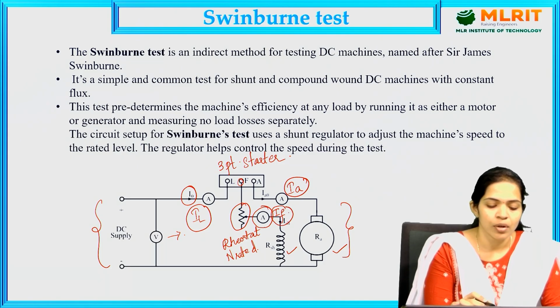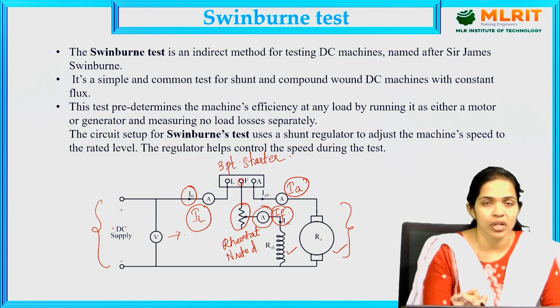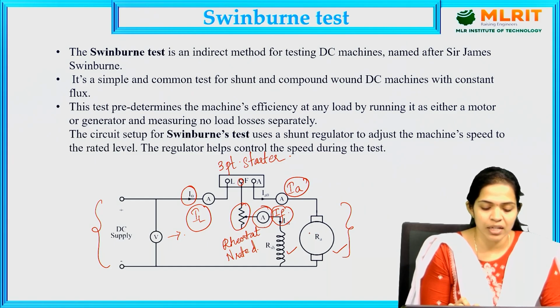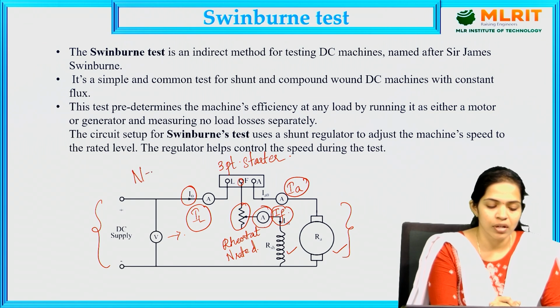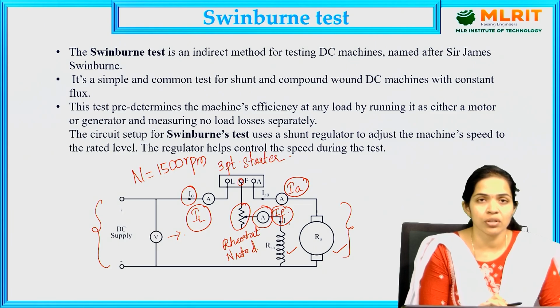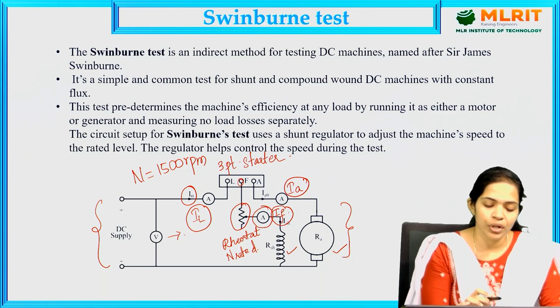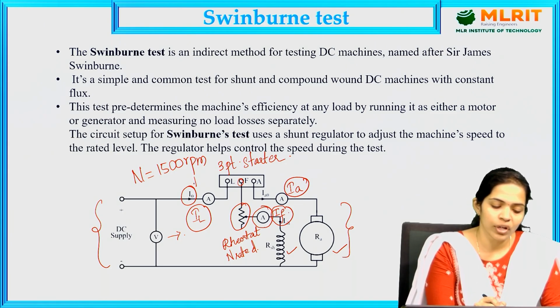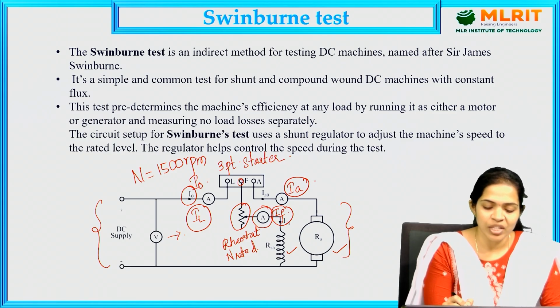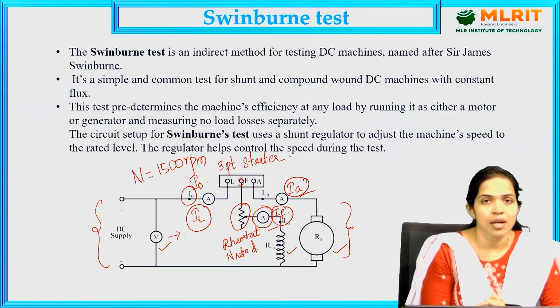Initially, as soon as we give the supply of 220 volts to our motor, which is a shunt motor, we are going to start the motor by using the 3-point starter, and by using this rheostat we are going to bring the motor to the rated speed condition. Suppose the rated speed of the motor is 1500 rpm. We are going to bring the motor to the rated speed condition, and then note down the no load current, armature current and field current values, and also the supply voltage values.